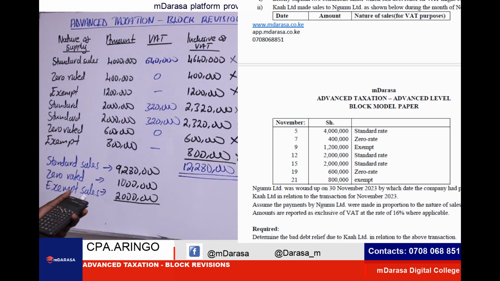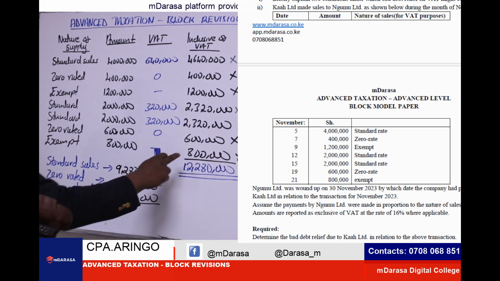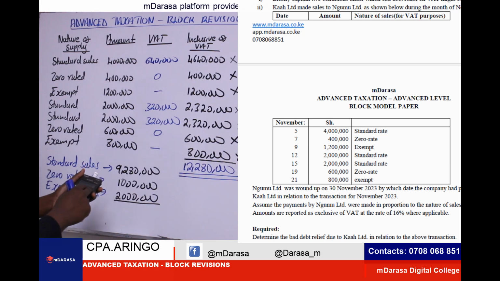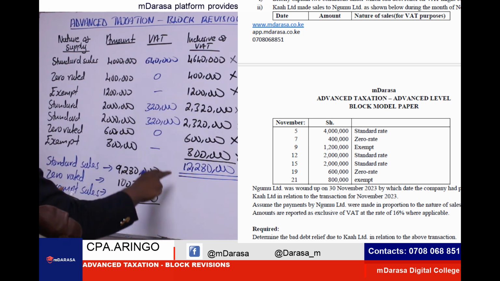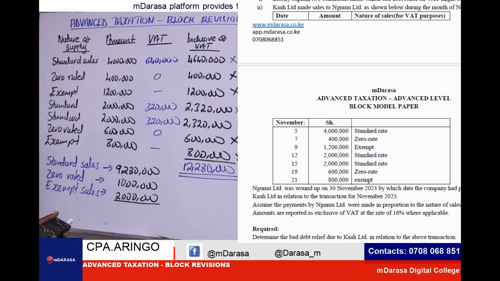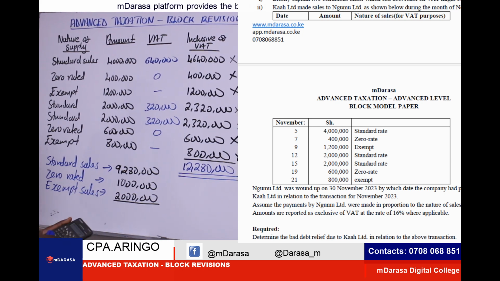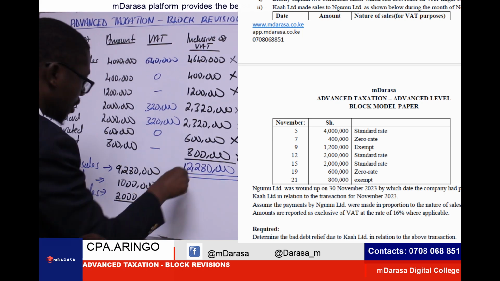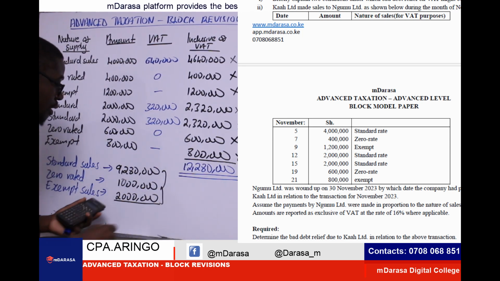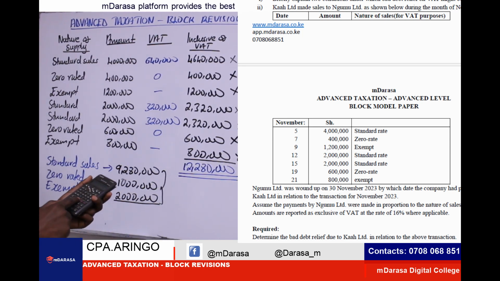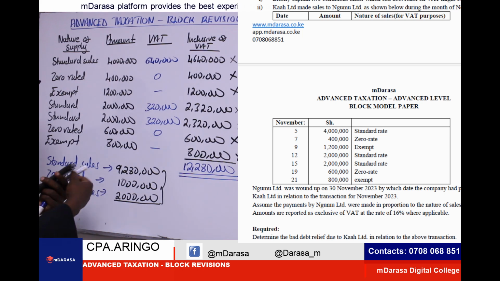So that in this case, you're having the exempt 1.2 plus 800 to give us what? The 2 million. So I think where we had made a mistake was to have 1.2 instead of 1 million, because at the end of the day, they should tally to that, right? So this should give us a value of 9280 plus 1 million plus 2 million. This will give us how much? 12080.